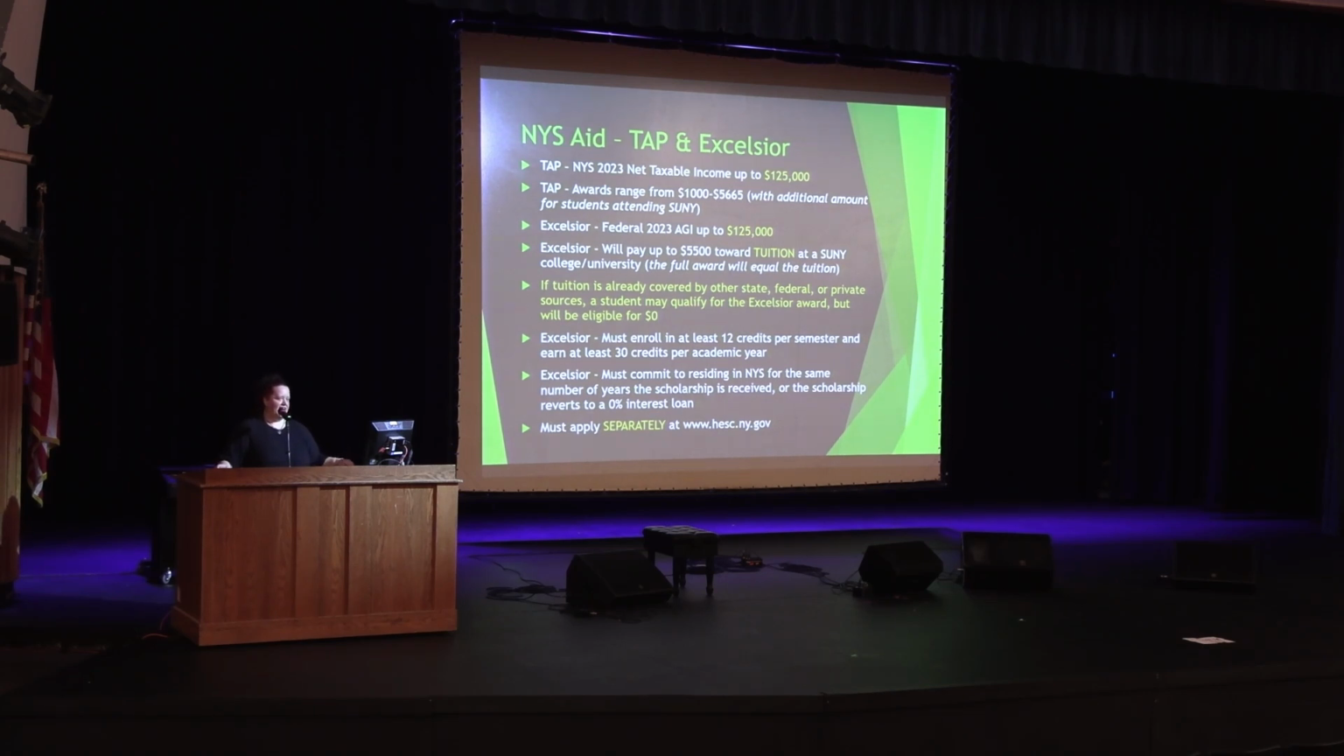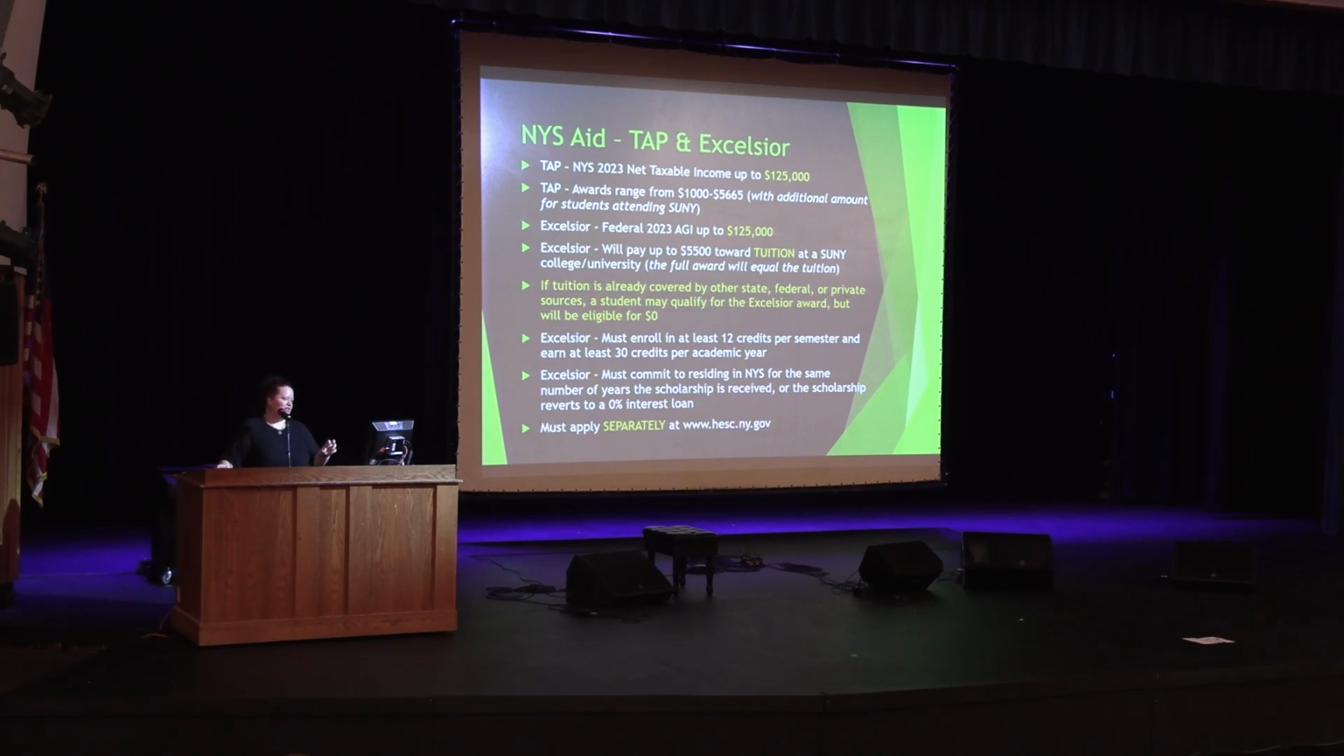If you receive aid besides the Excelsior that can count for tuition, then it counts against what you can get in the Excelsior award. So if you're receiving the maximum amount of Pell, you're not eligible for the Excelsior because that's already more than the SUNY tuition amount.